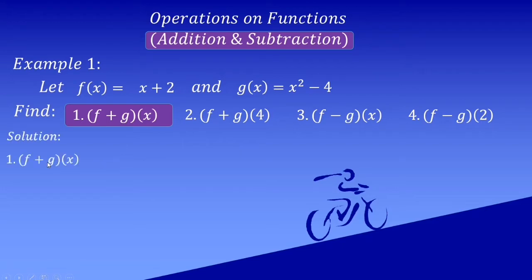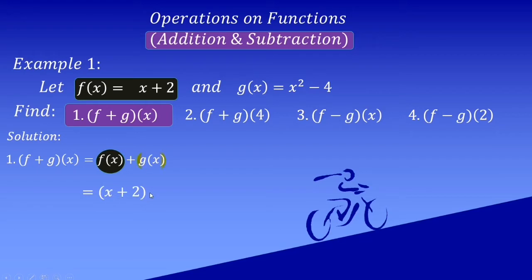Okay, ito yung solution. By the definition of sum functions, this notation is equivalent to f of x plus g of x. And f of x is given, that is x plus 2. Bring down x plus 2, plus g of x, which is x squared minus 4. Then get the sum: x plus 2 plus x squared minus 4.